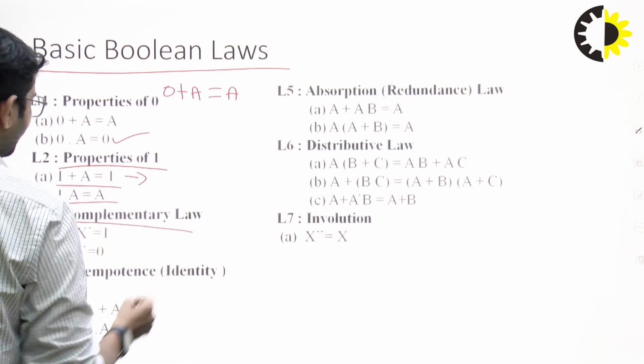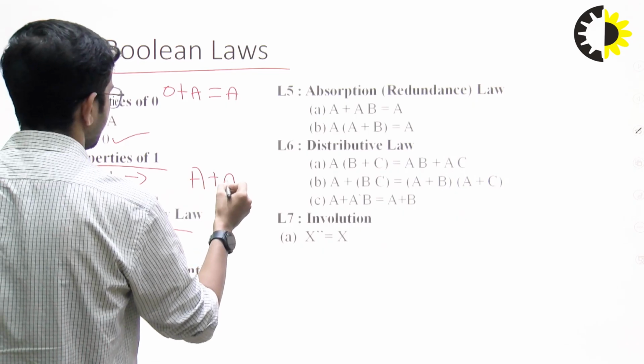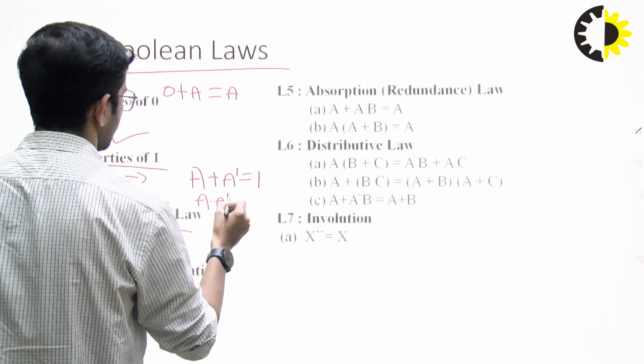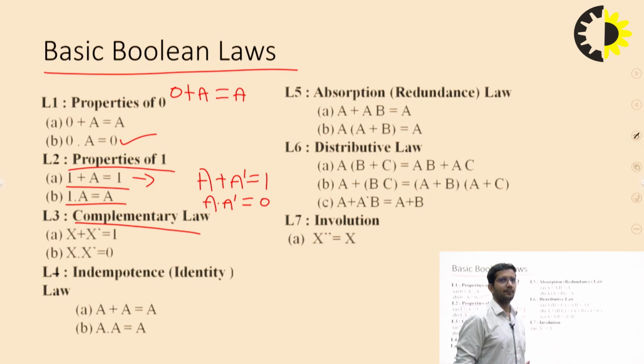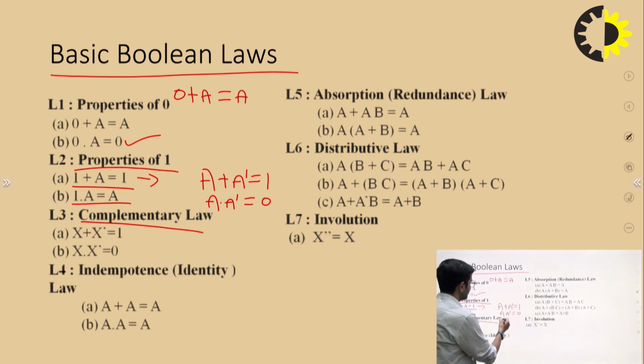The complementary property says that a plus a bar equal to 1 and a into a bar equal to 0. That means if we add the number and complement of that same number, it will give the 1, and if we multiply the complement of the number with that number, it will give the 0.